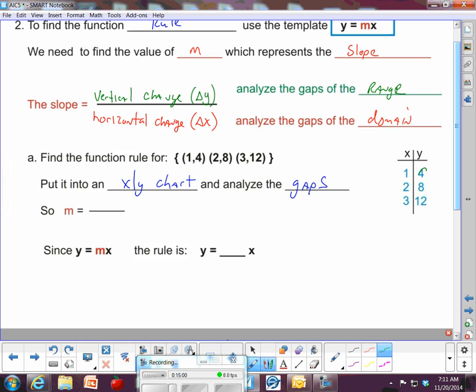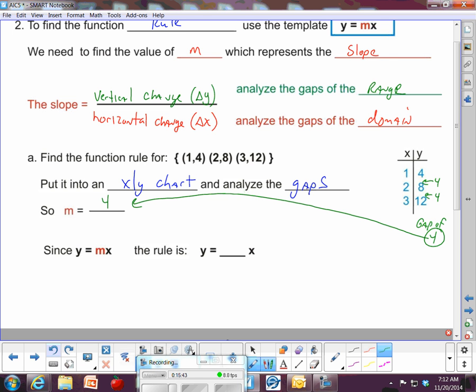Okay, I'm looking at the first two numbers. I go from a 4 to an 8. Okay, that's a gap of 4. Now I go from an 8 to a 12. That's also a gap of 4. The ones we're doing, the gap is going to stay consistent. And it does. We have a gap of 4. So I'm going to come down here and say a gap of 4. What do I do with that 4? That's the vertical change. It goes on the top for my slope. So I know m is a 4 on the top.